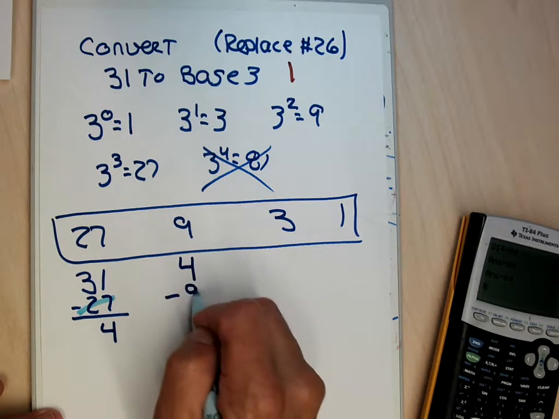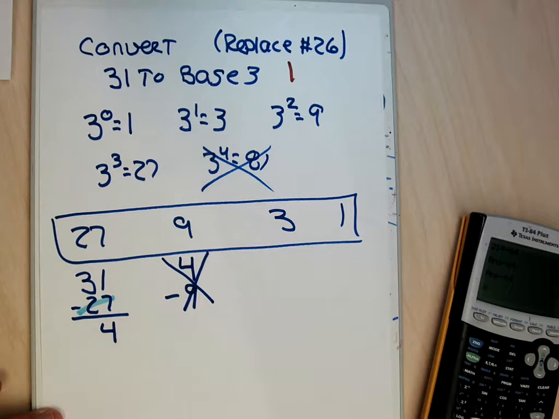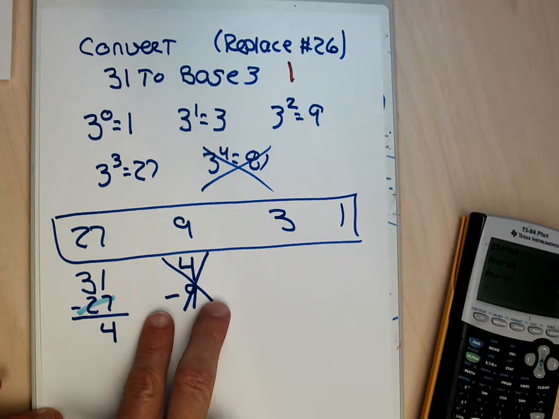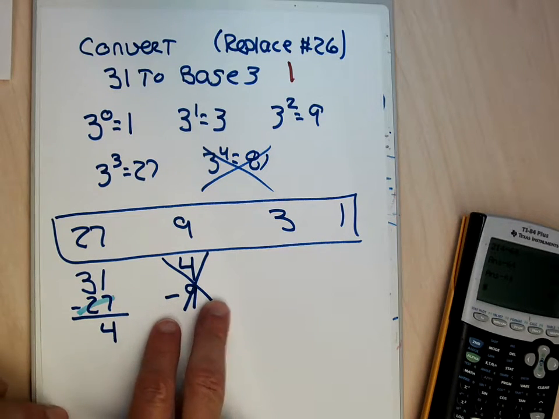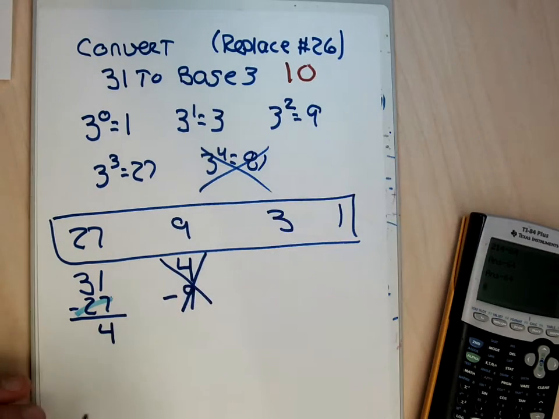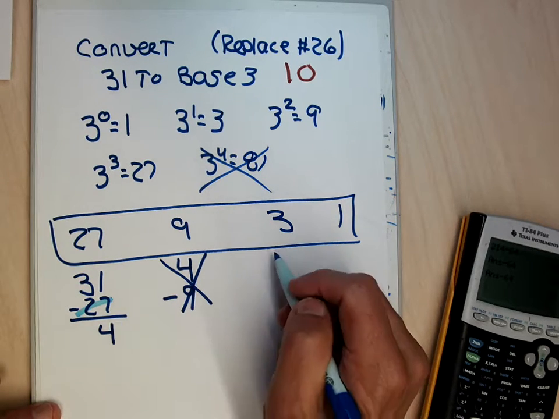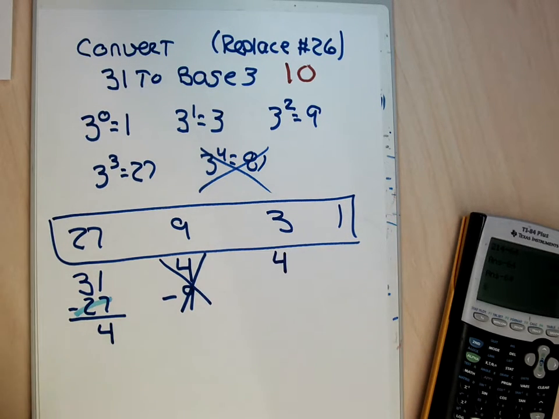I want to subtract 9. I can't subtract 9 because it's going to give me a negative. I cross that out, indicating I can't subtract that. I put a 0 in my answer for the number of times I was able to subtract 9. Take that remainder over to the 3 and see if I can subtract with it.